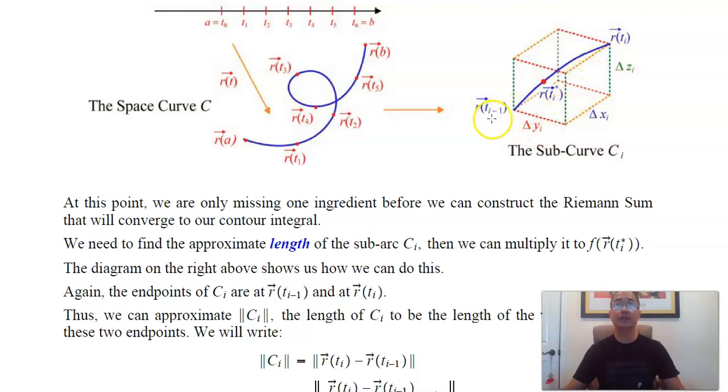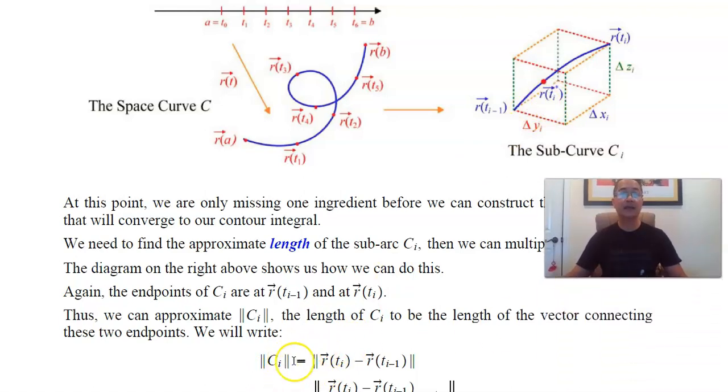This point corresponds to a vector. This point corresponds to another vector. The vector where we take the difference between this vector and that vector represents the vector from this corner to that corner. Aha! So the length of this subarc, which we will denote as the length of c_i, pronounced the same way as you would the length of a vector, would be the length of r(t_i) minus r(t_{i-1}).